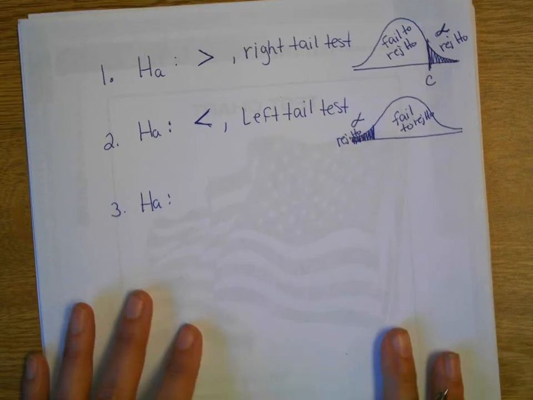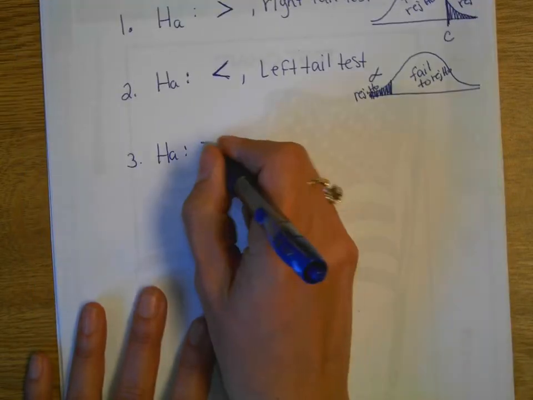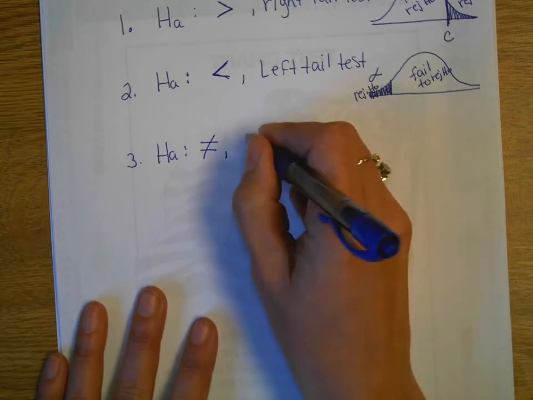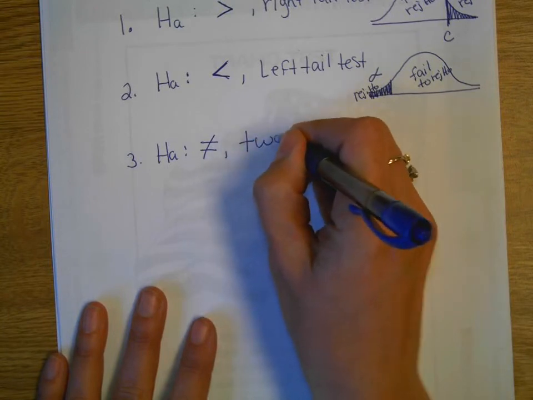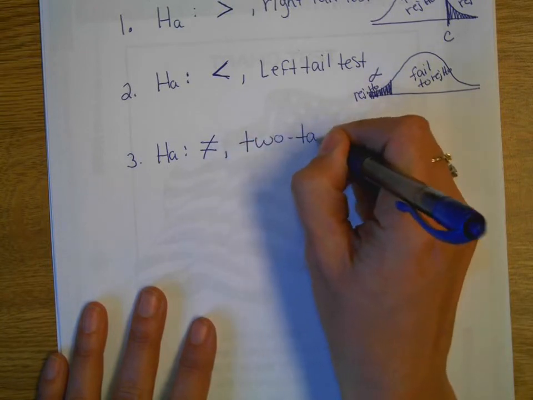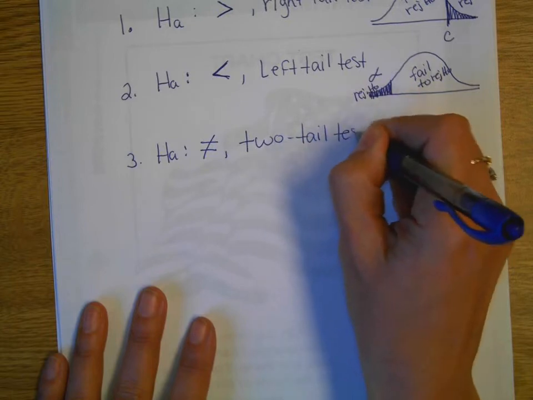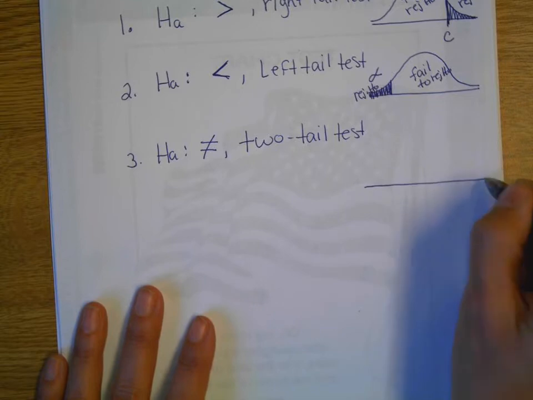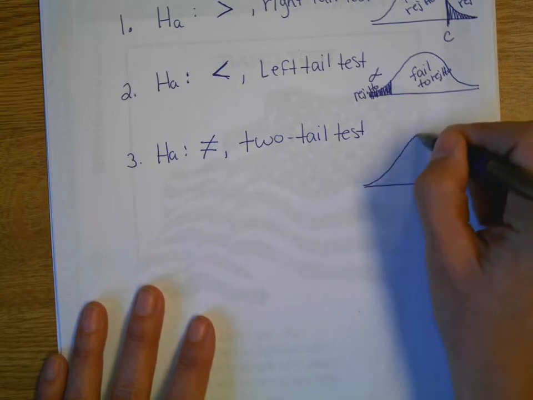And then our last option for the Ha, not equal to. So we had left-tailed test, right-tailed test. Any guesses? Middle. Two-tailed. You're going to have a little bit of rejection in the left and a little bit in the right.